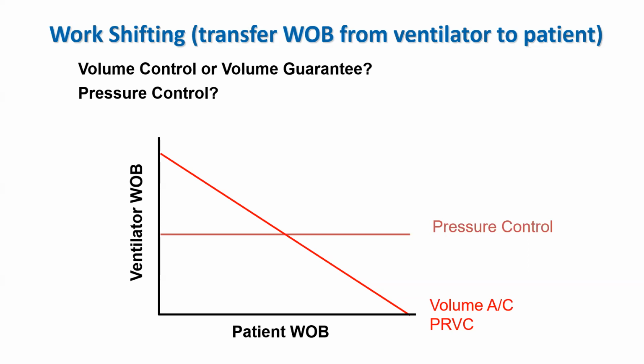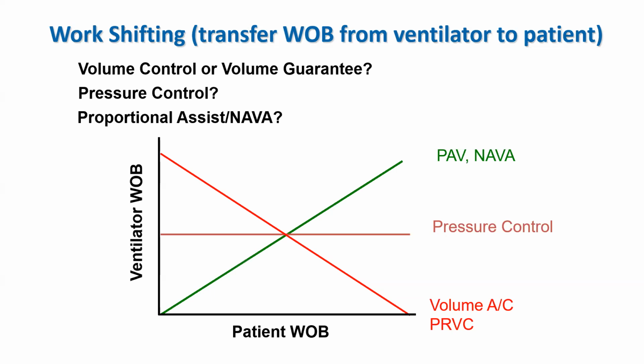But is there any way around this problem? Yes, indeed. And that is modes like NAVA and PAV that have proportional assist. Why is it called proportional? Well, because the more work that the patient does, the more work the ventilator does. And that maintains a balance of work and decreases the discordance between the ventilator and the patient.